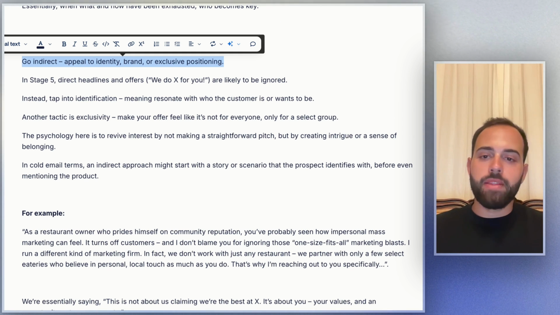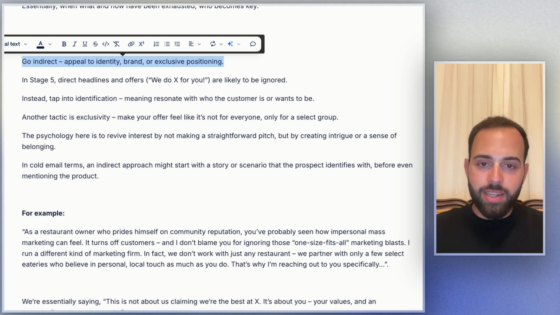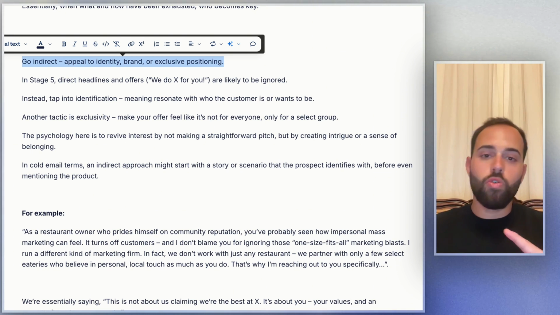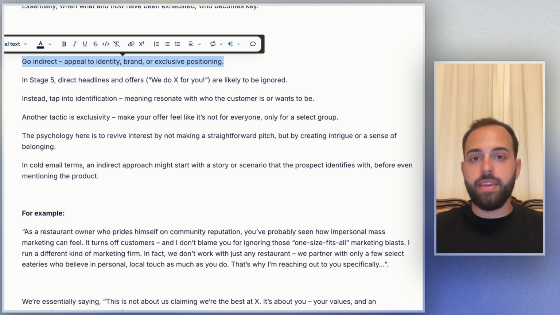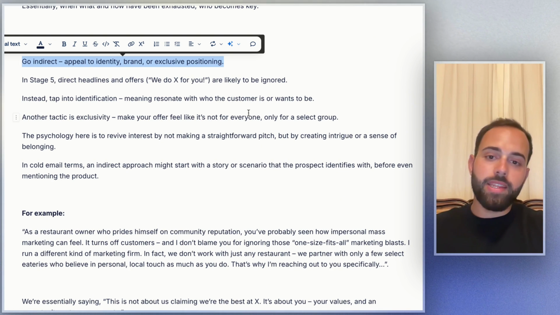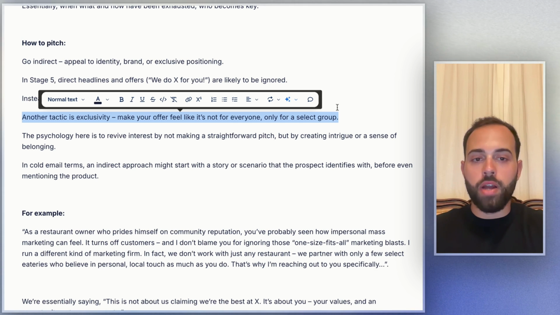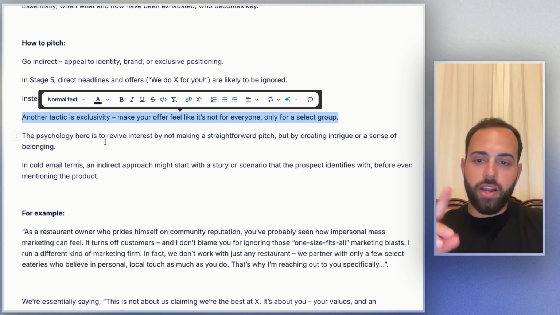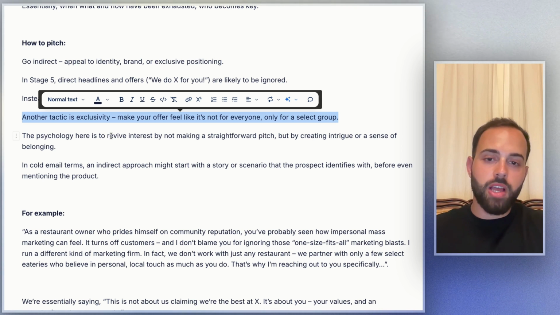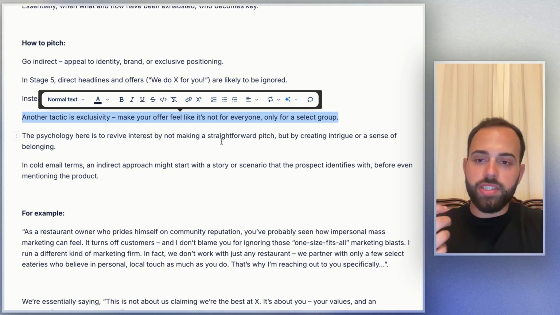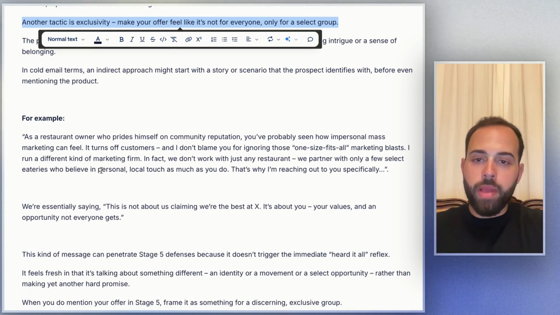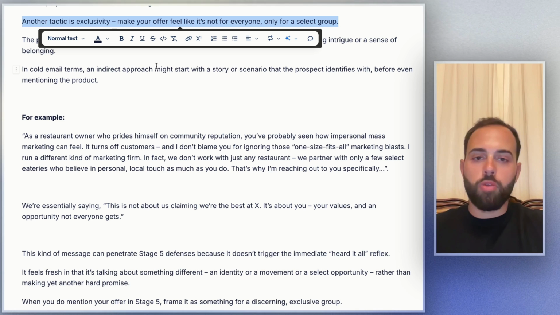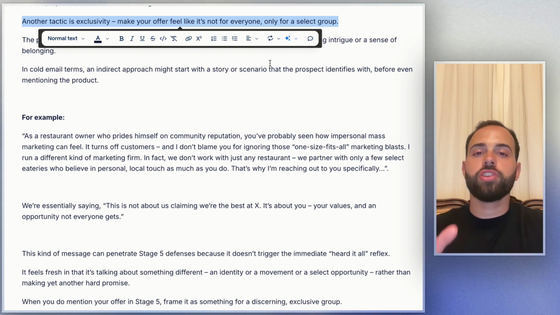What you need to do is you need to tap into identification, meaning that you need to resonate with who the customer is or who they want to be. So another tactic here is also exclusivity, meaning that you need to make your offer feel like it's not for everyone and only for a select group. So this is very similar to what we talked about in stage 4. The psychology here is to revive the interest by not making a straightforward pitch and by creating an intrigue or a sense of belonging. So, in cold email terms, an indirect approach might start with a story or a scenario that the prospect identifies with before even mentioning the product.